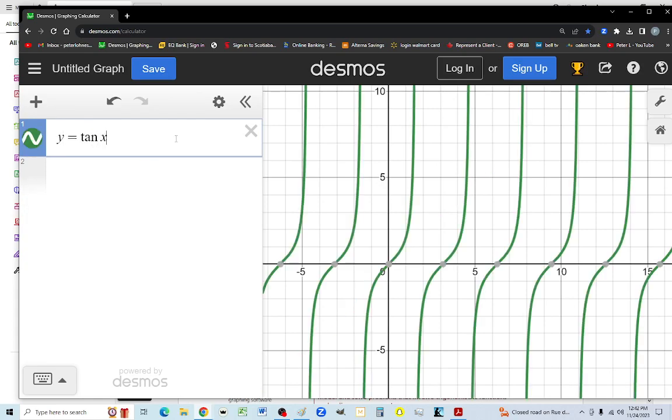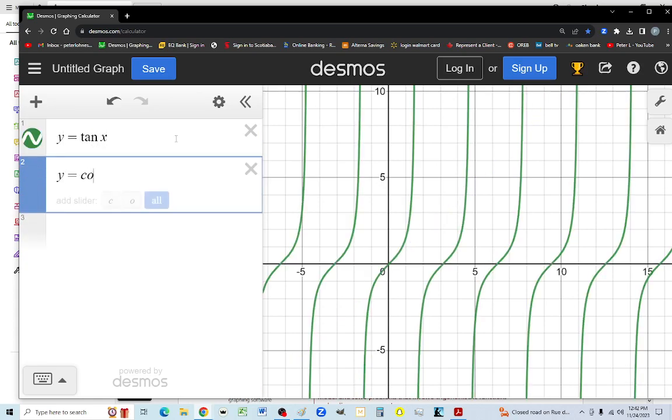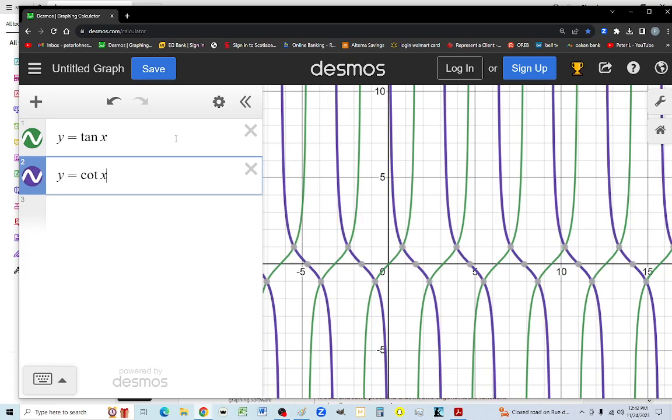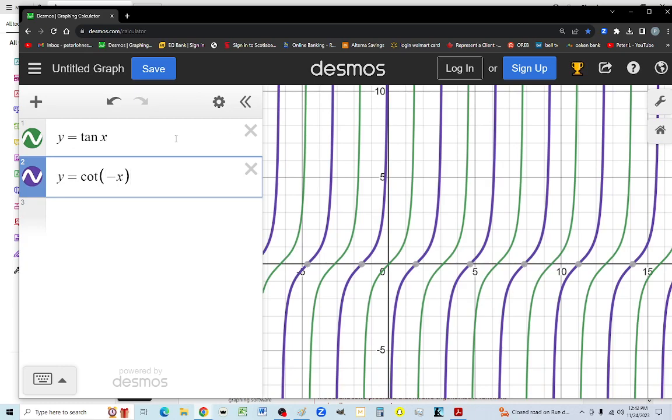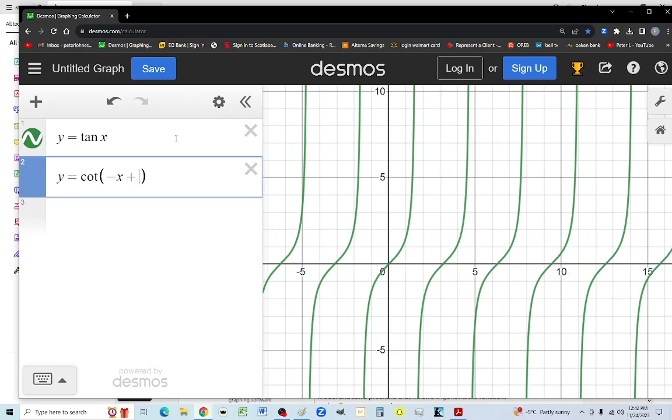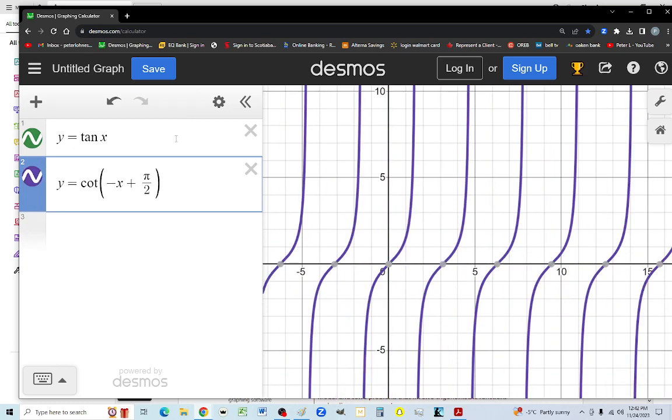It's a reflection in the x-axis. We're going to take cotangent x. So notice they're waving in different directions. So to make them wave the same direction, I have to reflect it in the x-axis. Boom, right there. That was enough to make it wave the same way. Now I just have to put them pi over 2 out of phase. And actually this minus 1 should be out here. So therefore, it's a reflection in the y-axis and put out of phase by pi over 2.